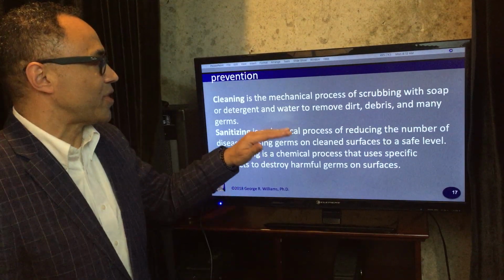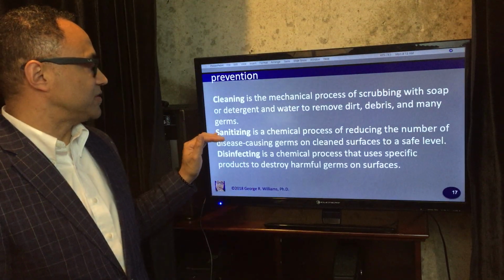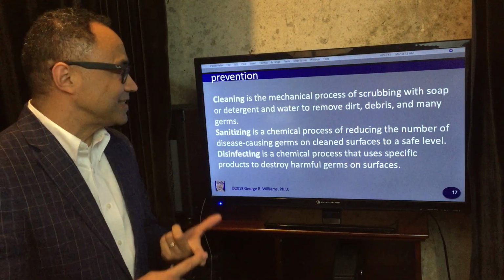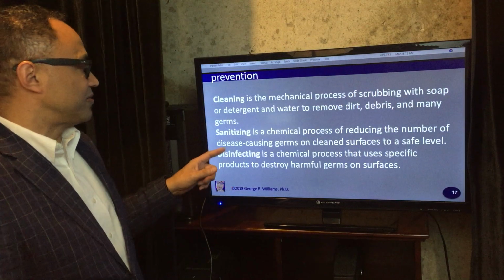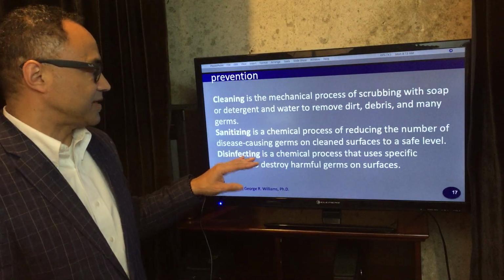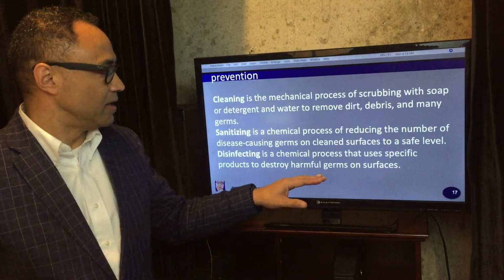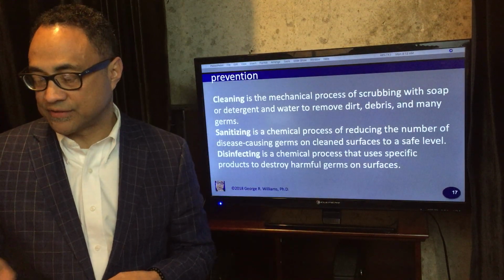Cleaning is a mechanical process of scrubbing with soap, detergent, and water to remove dirt, debris, and many germs. Sanitizing is a chemical process of reducing the number of disease-causing germs on a clean surface to a safe level. And then disinfecting is a chemical process that uses specific products to destroy harmful germs on a surface.